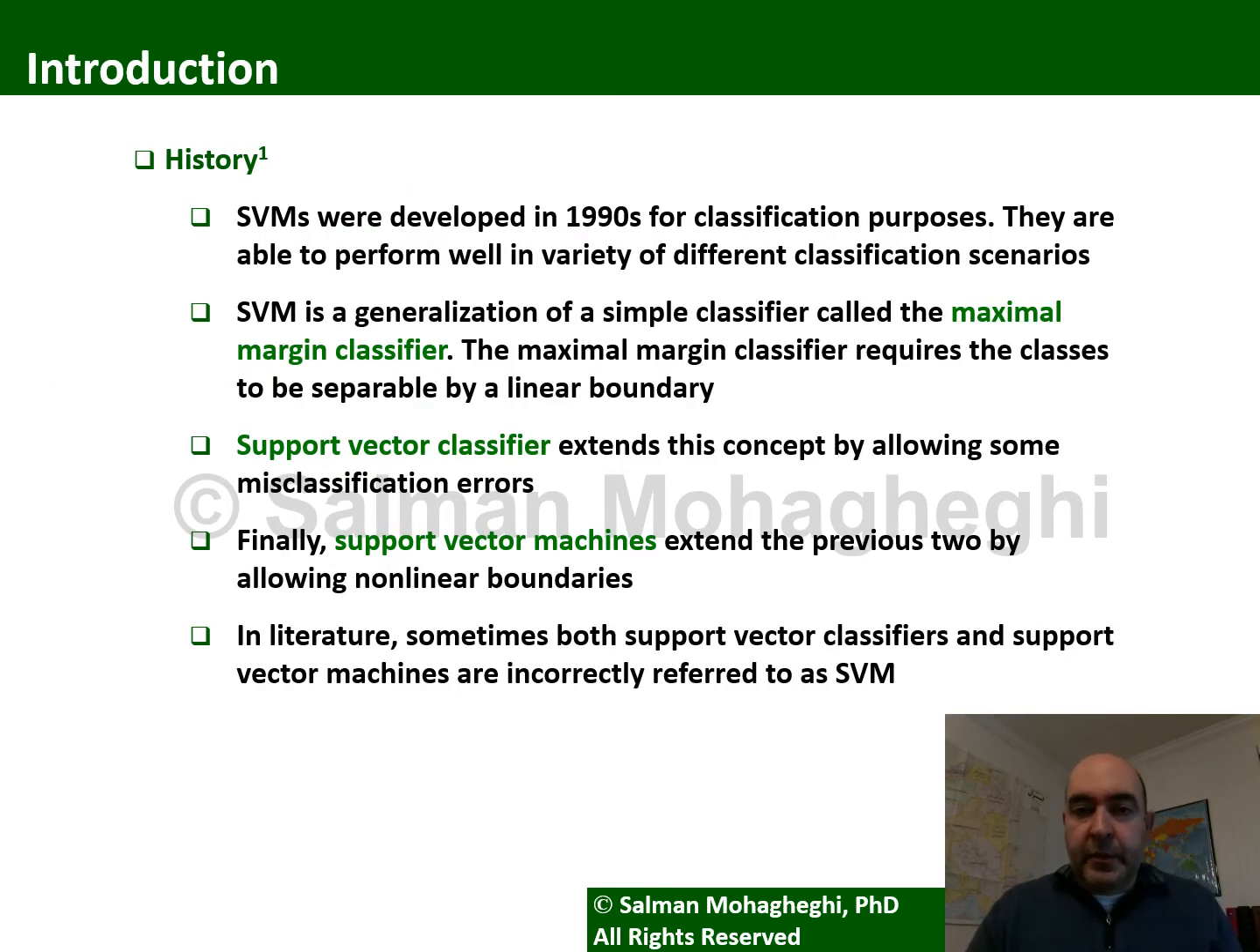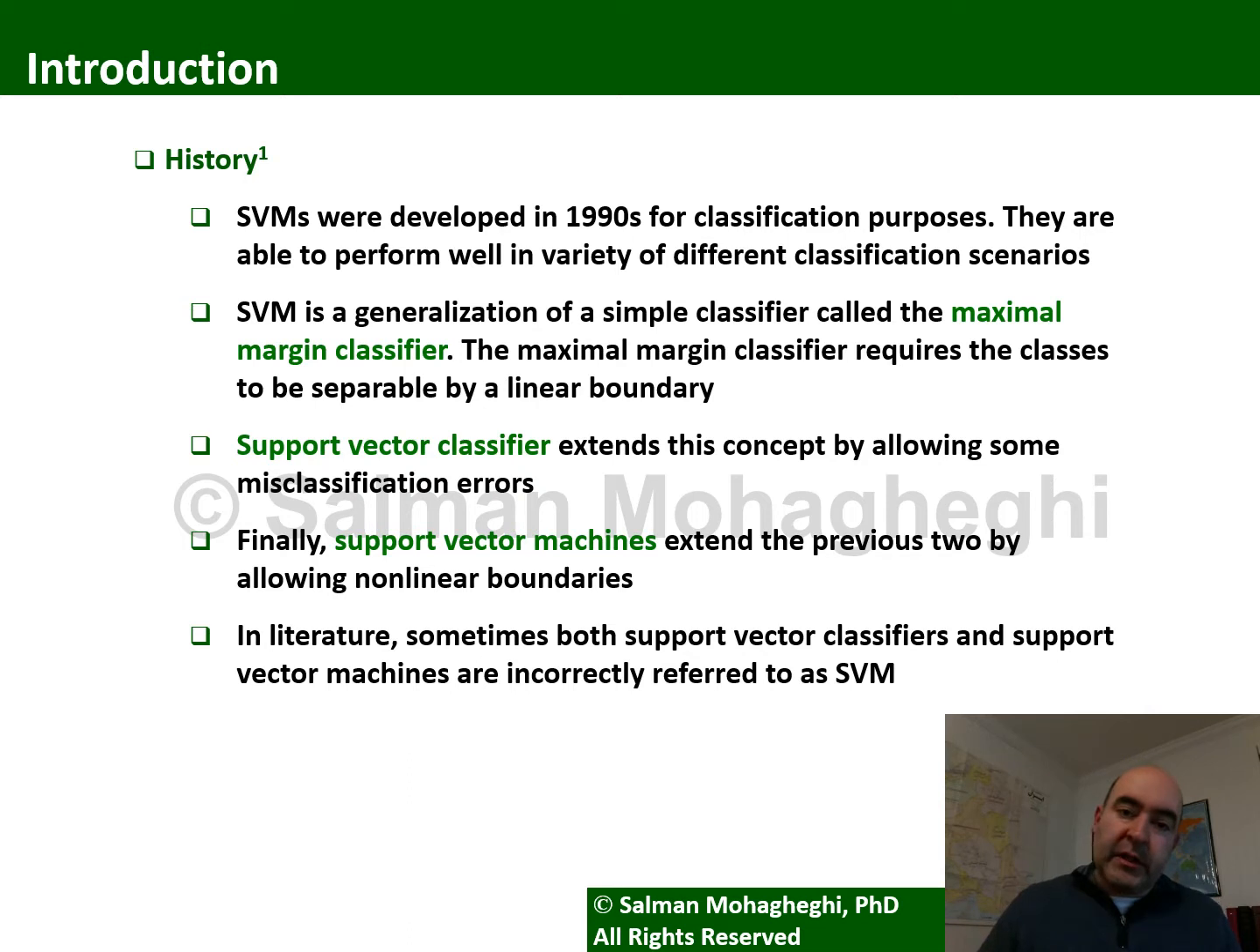Okay, so let's have a little bit of history first. SVMs, support vector machines, were introduced in the 90s for classification purposes. They were essentially a generalization of a classifier which had a much simpler structure known as the maximal margin classifier. This classifier assumes that the classes are linearly separable and there are no overlaps between the observations. This obviously is a very strong assumption. A different classifier known as the support vector classifier extended that concept of the maximal margin classifier by allowing some overlap between different classes. In other words, some misclassification by this classifier technique.